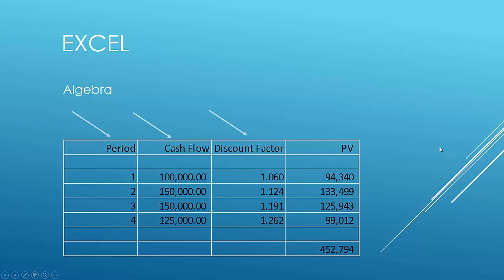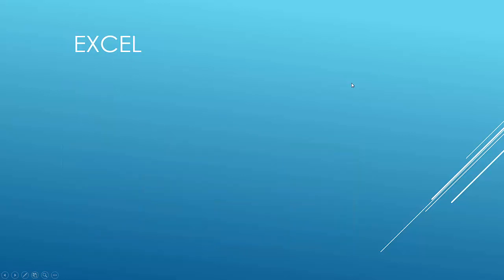You could of course make that much easier, and you could do that same algebraic calculation in Excel. And what you can see here is a spreadsheet where I've created a period column, a cash flow column, and a discount column. And the discount column is simply the 1.06 to the power of 1, 2, 3, 4. You then divide the cash flow by the discount factor, and then you add them up. And once again, you can see that it gives you $452,794.